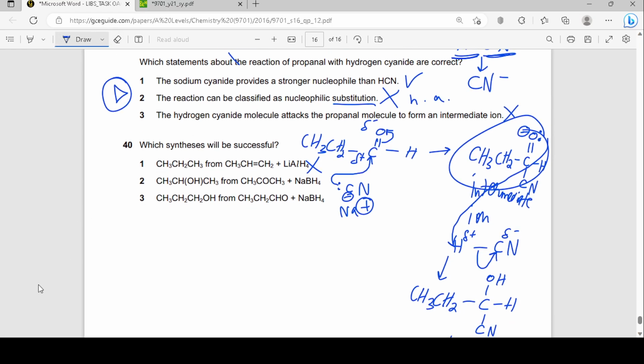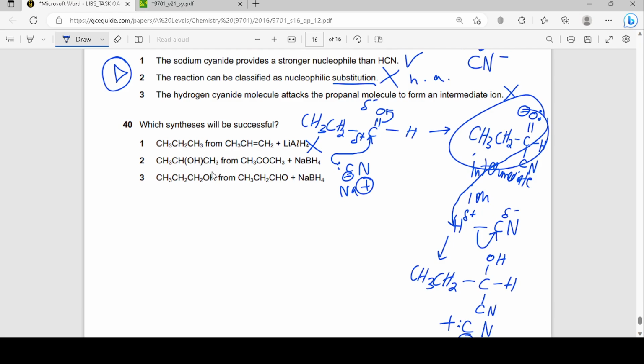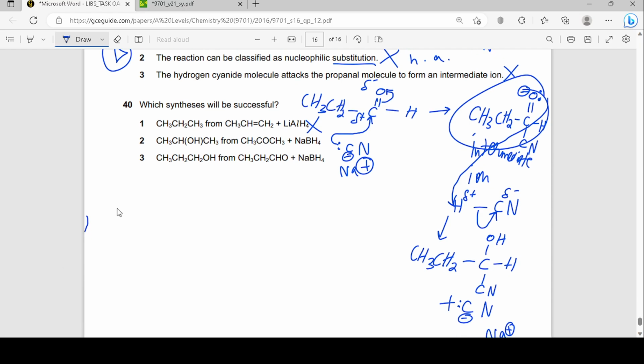Two, CH3CHOHCH3 from CH3COCH3 plus NaBH4. Wait, so this is CH3COCH3, okay. And NaBH4 can reduce ketones. Yes, it can. That will give you OH. Is it the same thing? CH3CHOHCH3. Yeah, it's the same thing. This is possible, definitely. So 2 is right.